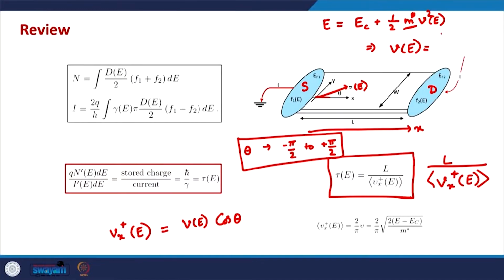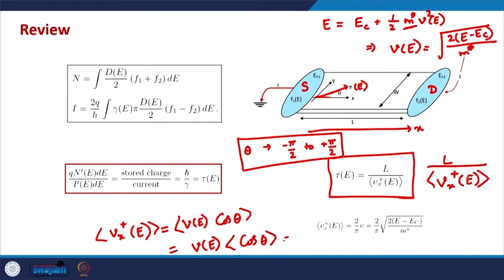So this Ve will be square root of 2 times (E minus EC) divided by m star. And the average value of this would be the average value of cos theta, which, as we saw in the last class, is 2 by pi, times Ve. So this is what we have now, where Ve is given by this expression.